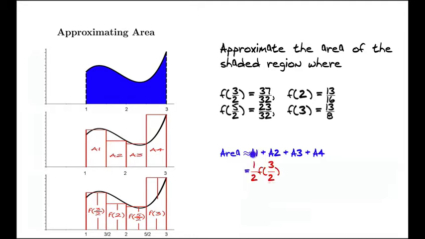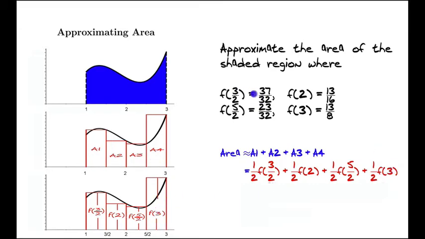So for example, the area of this first rectangle: the width is a half, since 3 halves minus 1 is a half. The height is f of 3 halves. So the area of the rectangle is the width times the height, a half times f of 3 halves. Plus, let's find the area of the second rectangle. Again, the width is a half. The height this time is f of 2. So the area of that second rectangle, A2, is a half times f of 2. Similarly, the area of A3 is going to be a half times f of 5 halves, and the area of the rectangle A4 is going to be a half times f of 3.